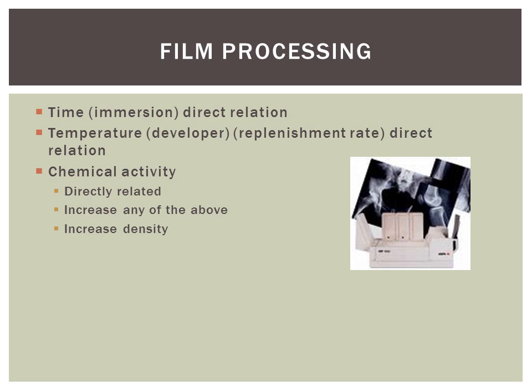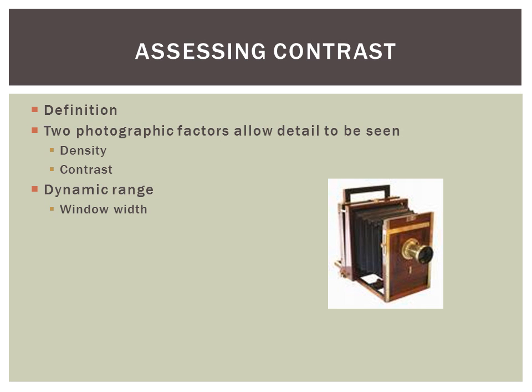Film processing. Time of immersion has a direct relationship. Temperature, developer, and replenishment rate all have a direct relationship. Chemical activity is directly related. Increase any of the above, you increase density. With that also being said, contamination actually decreases density. So quality assurance of processors can eliminate this as a problem. Table 26-4 shows controlling and influencing factors of density.